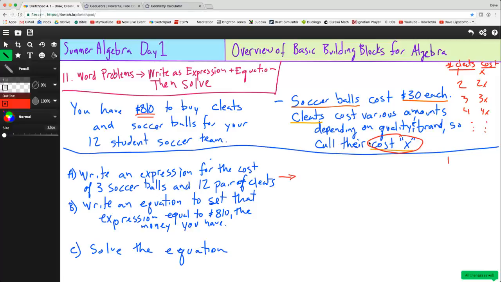So 3 soccer balls. Well, if one is 30, then 3 is 3 times 30. Well, 12 pair of cleats. We don't know how much 12 pair of cleats cost. We just know each pair of cleats is x, so 12x. So you can simplify this and say that's 90 plus 12x, which is the same thing as 12x plus 90. We usually like to put our variables first.